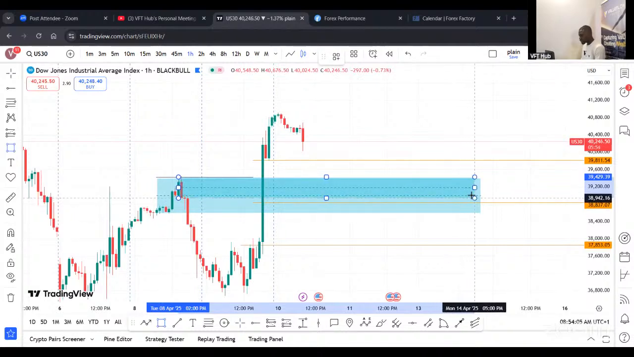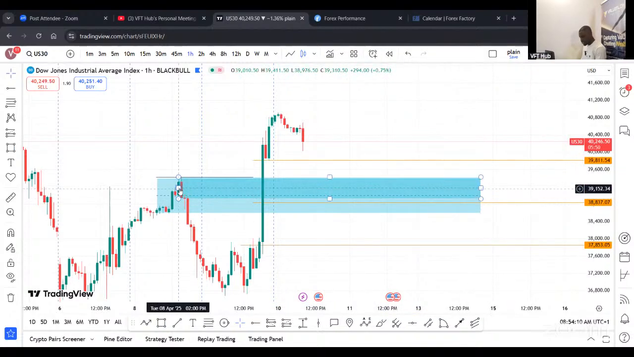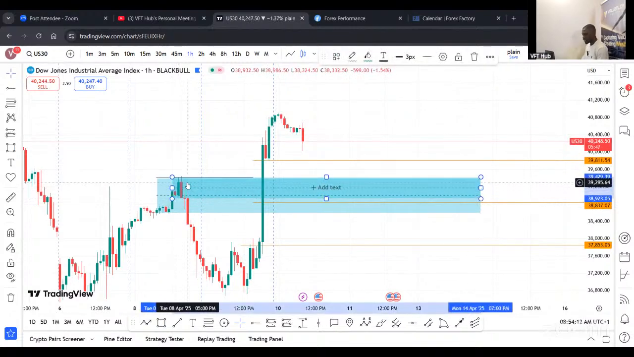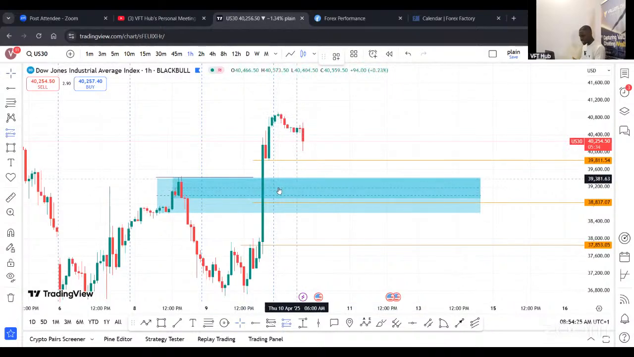So I really want to believe that this level is strong. This level is so strong. Price violated it on the 1 hour time frame and on the 4 hour time frame. This should serve as an inducement for price to come and start moving to the upside from here. So I'm looking at something like this.